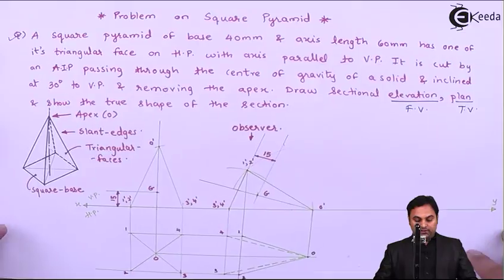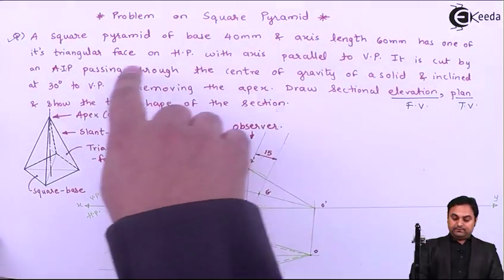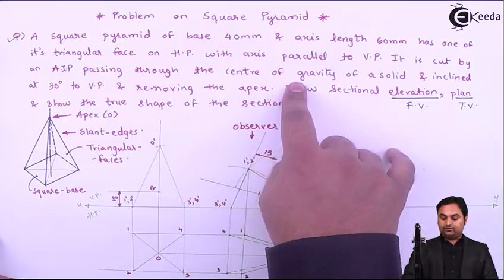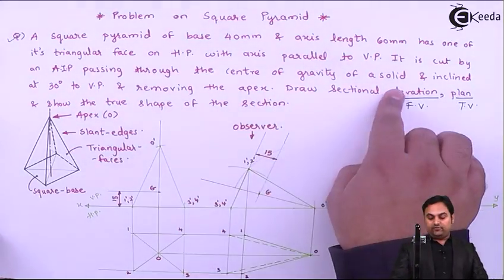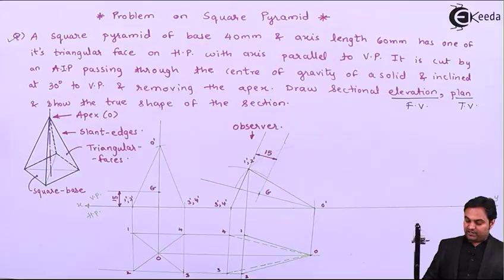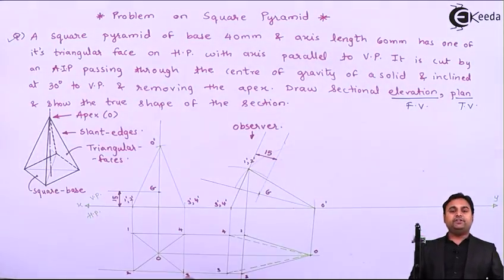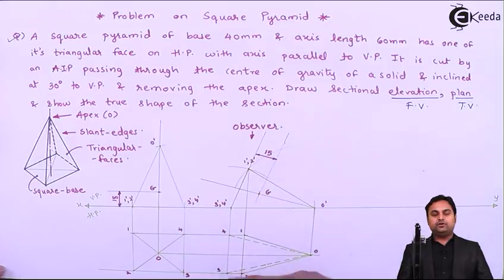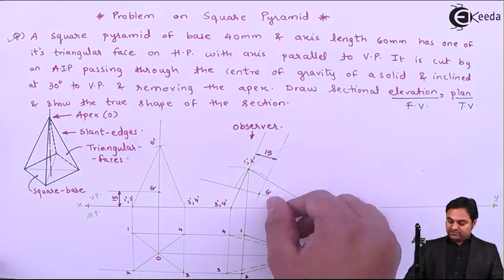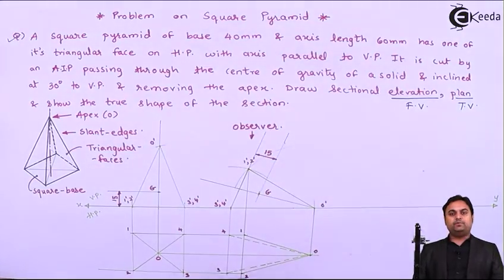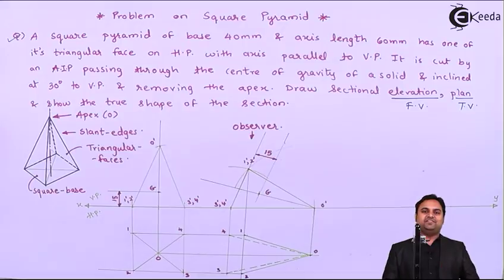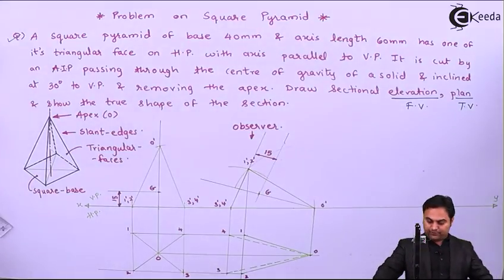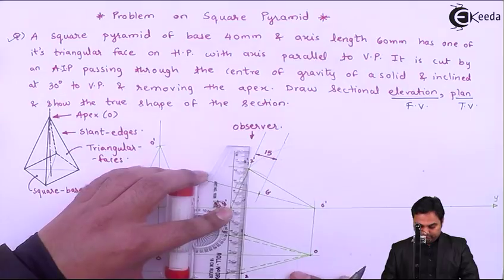Distance. Now it is given that it is cut by an AIP, auxiliary inclined plane, passing through the center of gravity, that is CG of a solid which is a square pyramid. We have marked the CG and inclined at 30 degree to VP. Inclination with VP will be seen in HP. So here I need to project this CG because the cutting plane is passing through the CG inclined at 30 degree. So first CG needs to be projected in HP because inclination with VP will be seen in HP. So here I am projecting this point G in the top view.